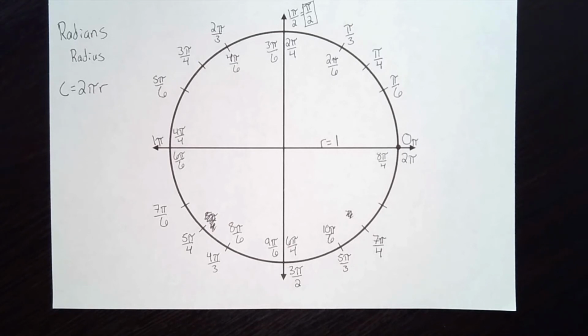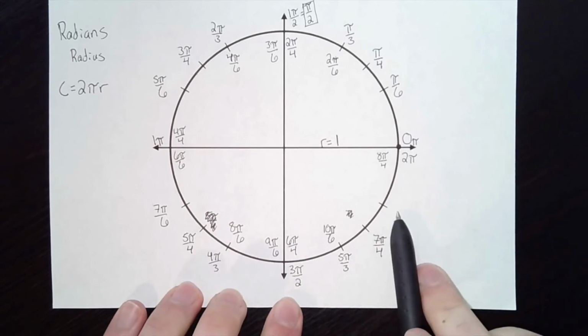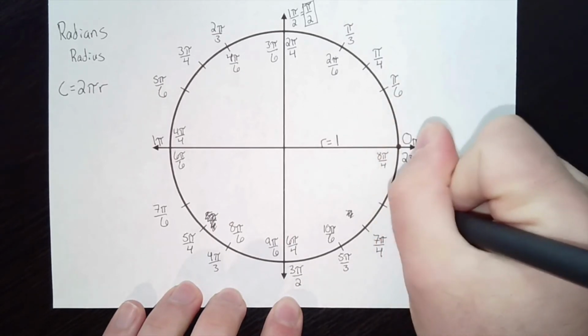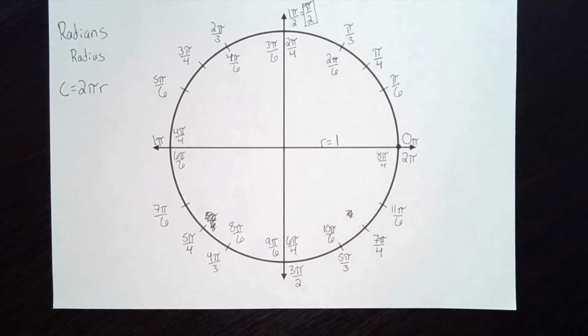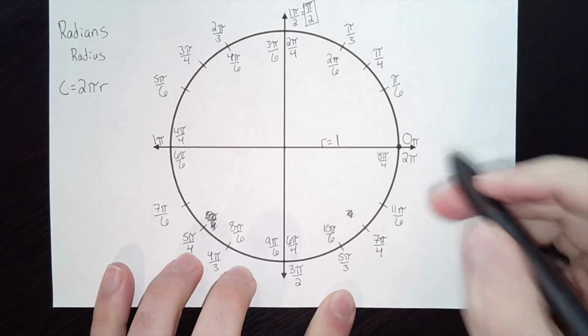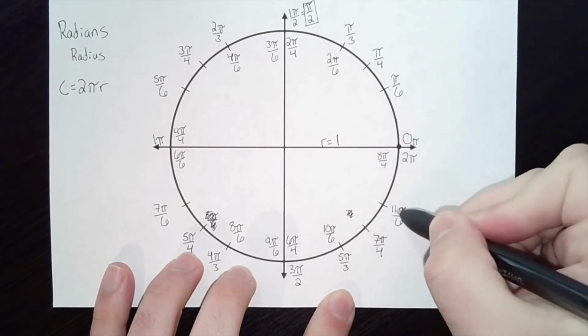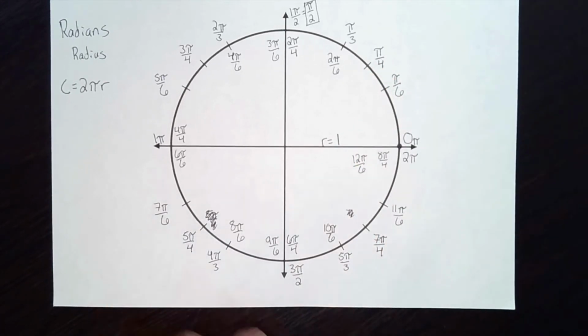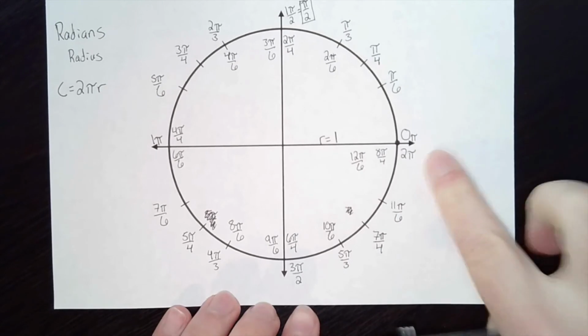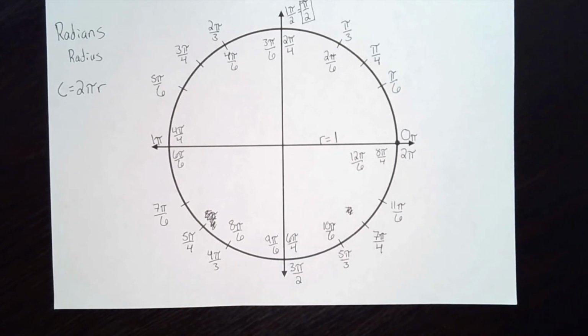Then I make my next jump again, is going to go to 11. This one's going to go on the outside, 11 pi over 6. Okay, last jump, if I go all the way, I would go from 11 to 12, so this is going to be 12 pi over 6, and 12 divided by 6 is 2, which gets me all the way around my circle. So I now have all of my radians filled in.